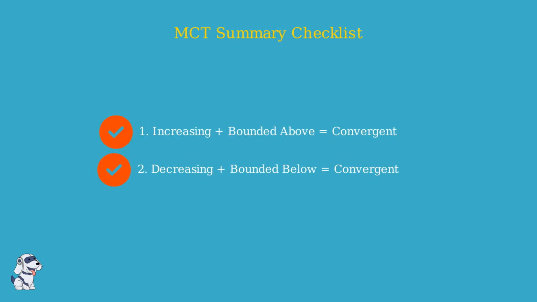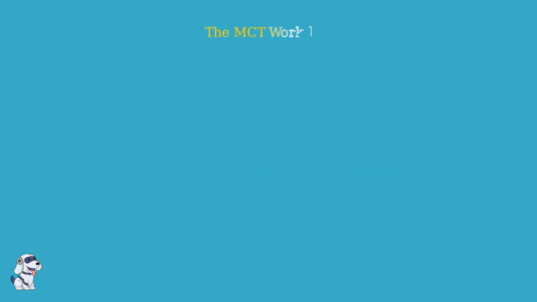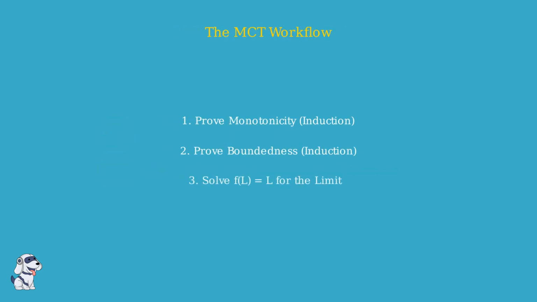To wrap up, let's look at the golden rules for the monotone convergence theorem. If a sequence is increasing and bounded above, it converges. If it's decreasing and bounded below, it also converges. When you apply this to a problem, always follow this workflow. First, prove the sequence is monotonic using induction. Second, prove it remains within bounds. Finally, set your recursive function equal to L to solve for the exact limit.